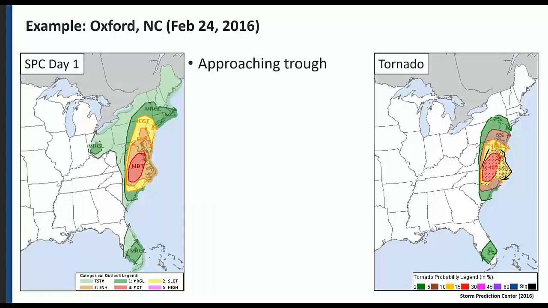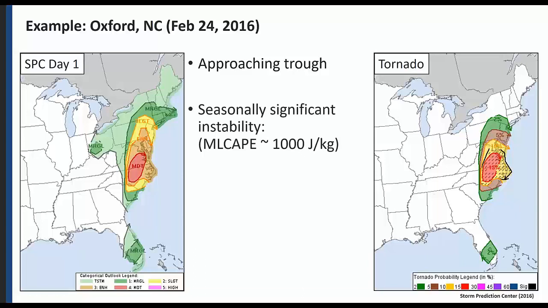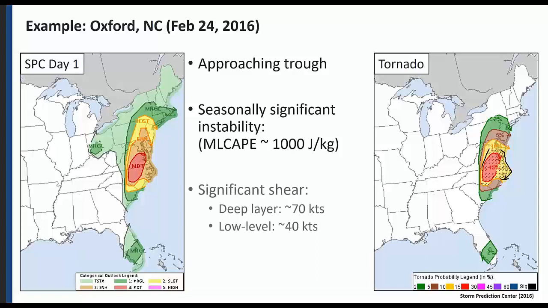We also have a trough approaching from the west. So definitely a good setup situation. Because it is February, we have what we would call seasonally significant instability. So we've got around 1,000 joules of mixed layer CAPE, and the shear is significant. Deep layer 70, near low levels around 40 knots. So kind of that typical low CAPE, high shear type of winter situation. So definitely a favorable tornado environment.